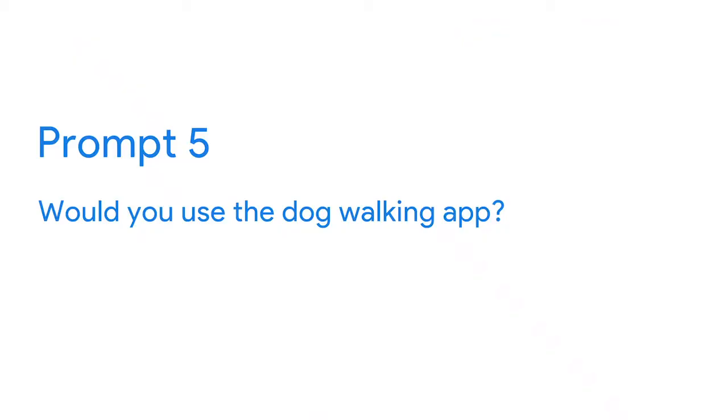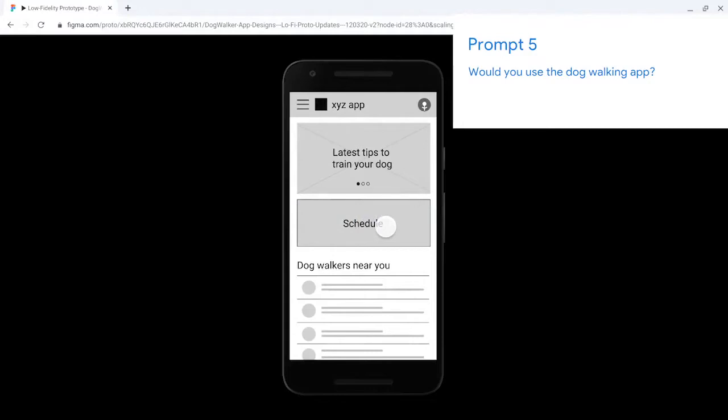Prompt 5. Would you use a dog walking app? In general, a dog walking app is definitely something I'd use. The checkout process for this app could be a little smoother though. But otherwise, I think it's a nice way to book something for my mom and her dog. I think once a more final version is out, I could definitely see myself using it.